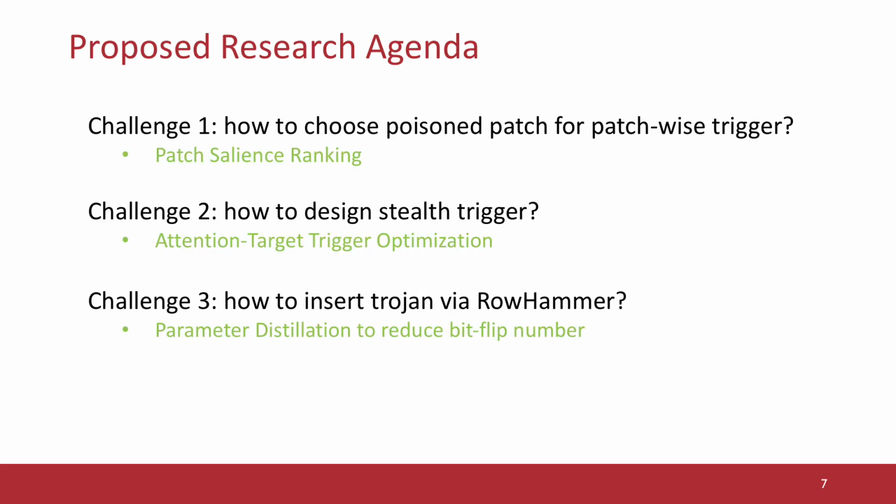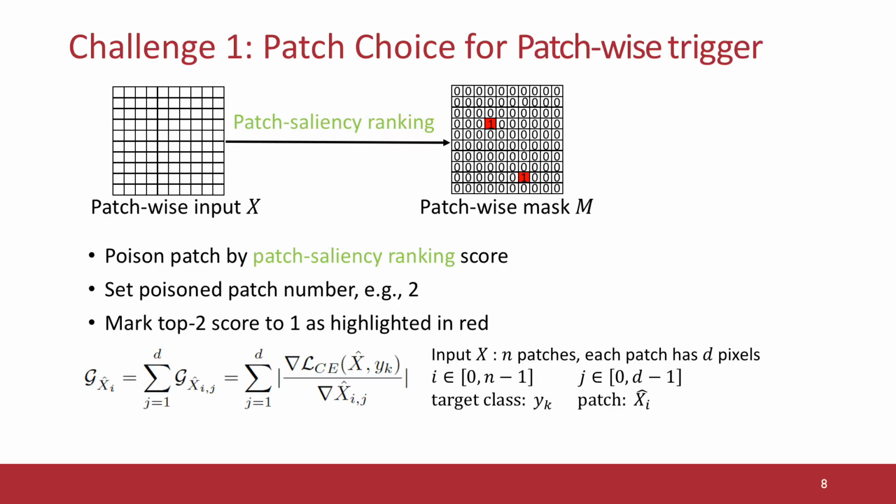In summary, there are three challenges for our work. First, how to choose poison patches for patchwise trigger. Second, how to design stealthy trigger. Third, how to insert Trojan via Rowhammer. Correspondingly, we present three methods to solve these problems. For challenge 1, patch choice for patchwise trigger, we poison patches by patch saliency ranking score. If the trigger is in two patches, we choose the top 2 scores.